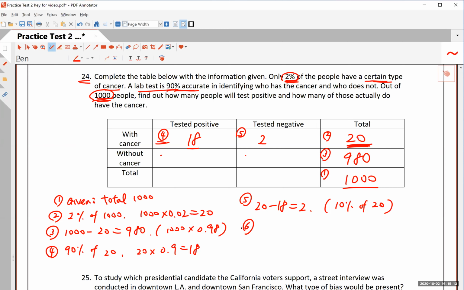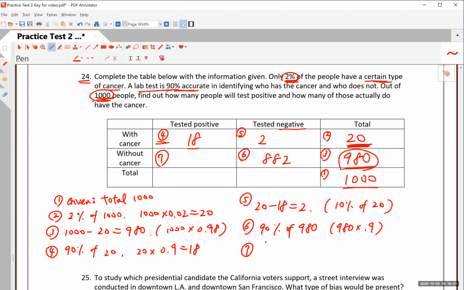All right, number 6, where do you want to go next? I personally go to this one. You can do either this box or this box, but let's go to number 6 here, because test negative. So remember, these people don't have cancer. And 90% of these people will correctly test negative. So this would be 90% of 980, so that would be 980 times 0.9. And if you calculate this, you will get 882. 882 people out of 980 will test negative, and that is the correct diagnosis.